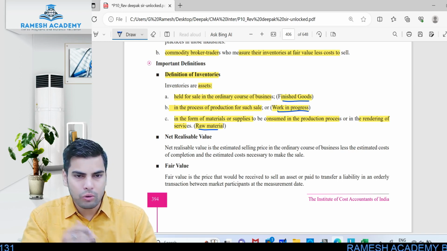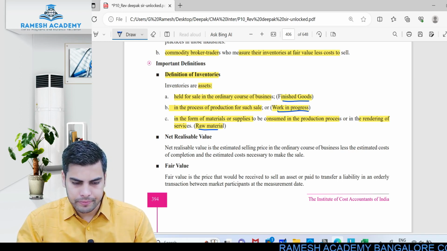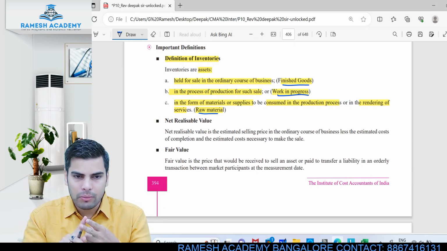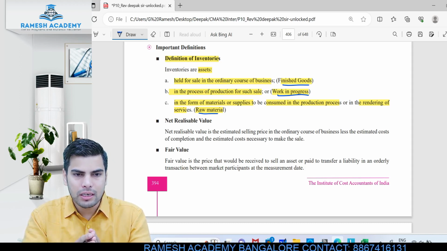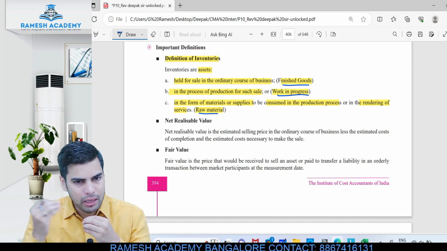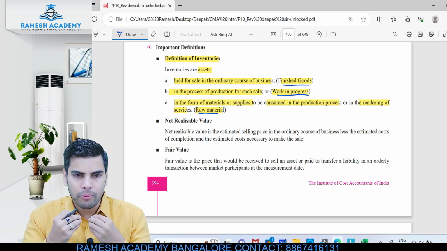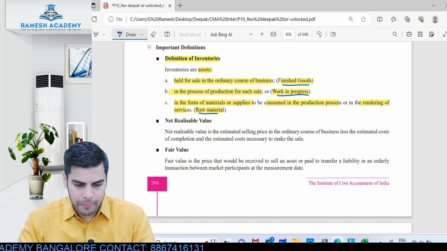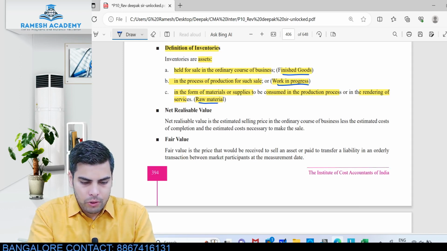So inventory will include three components: raw material, work in progress and finished goods. Clear? Hope you guys understood this. Just remember this much: inventories are nothing but assets, and they include raw material, work in progress and finished goods. It need not necessarily include only those components which can be sold in the market. Even those components which will be used for the production of a particular unit which will be sold in the near future will be treated as inventory. That is nothing but your work in progress. Clear? Okay, let's talk about the next thing, that is net realizable value, NRV.